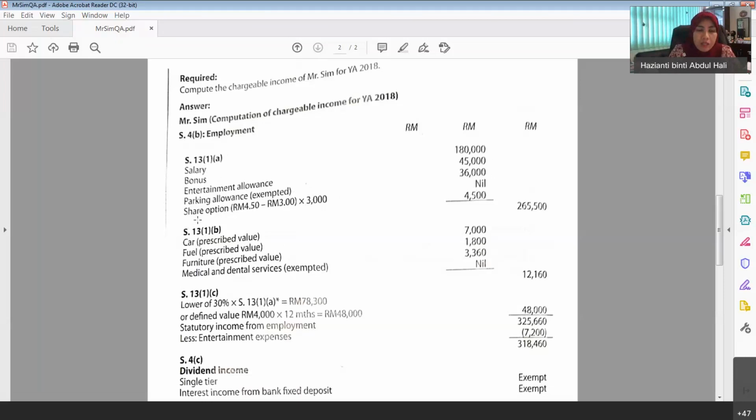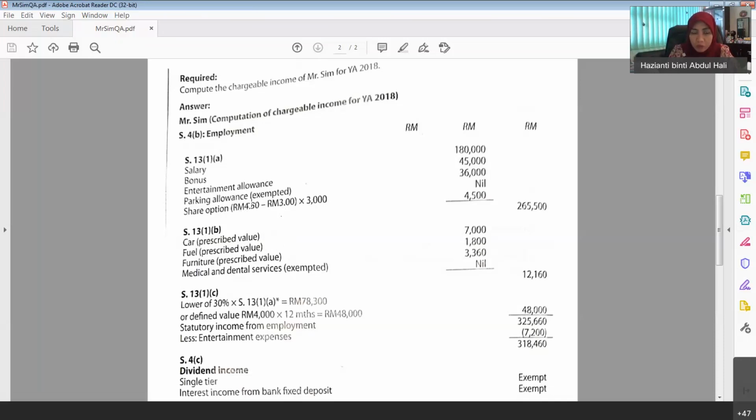Alright, I haven't discussed with you about the share option. So share option is actually a perk that an employee can receive from the employer, which means they give us the share for free, but you can always sell it back to gain profit. So here what he gets is 3,000 units of shares at the price of RM3 per share. So the company gave him the share at RM3 per share, and the market value was RM4.50 per share. So when he exercised his option, which means he sells the share, to calculate the taxable amount, what we have to use is the market value when he gets the share. So 4.50 is actually the market value when he gets the share, not the market value when he sells it.